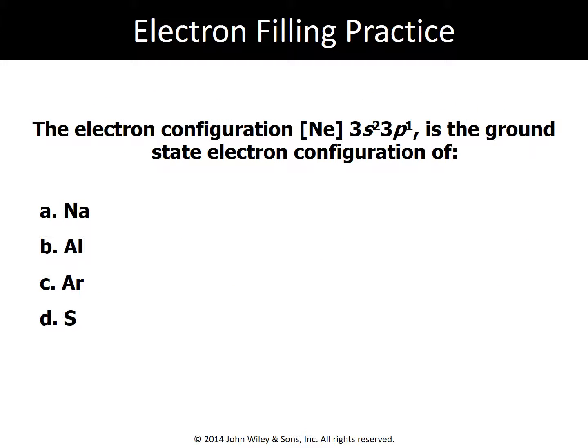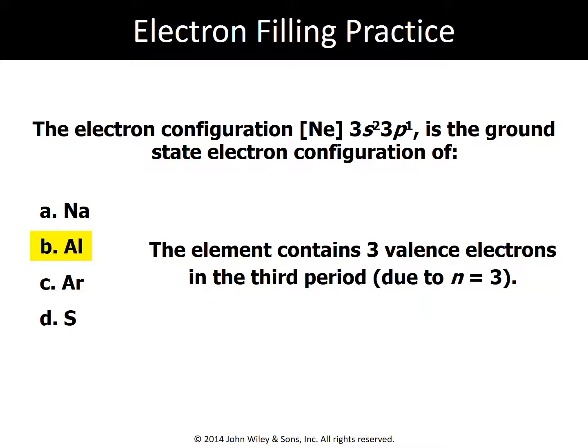Last one, here we have neon, 3s2, 3p1. So we're going to look for 2 plus 1, 3 extra electrons over neon. We know neon has 10 electrons, so we're looking for the element that has 13. That's going to be aluminum in the 3rd energy level, n equals 3.